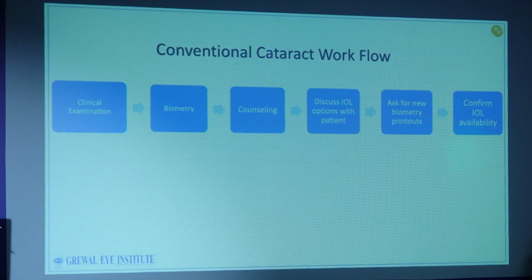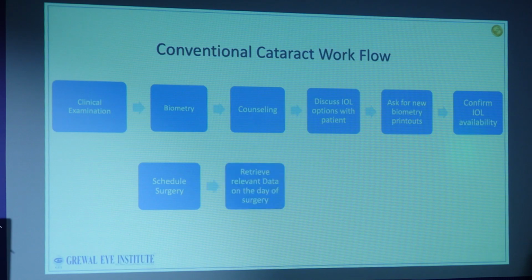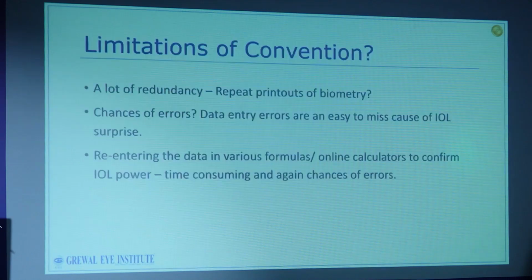You might want to do some online calculations also to double check. Then you will find out about the availability of the IOL power in your stock or with the company. Then you'll go ahead, schedule the surgery for this patient. Then on the day of surgery, you will retrieve all the relevant data that is required, confirm everything on the day of surgery, do a timeout, confirm the lens power that is available. And by the time this whole process is done, we're just so relieved the surgery is done that we rarely ever even bother to do anything with the post-op data that we're collecting.